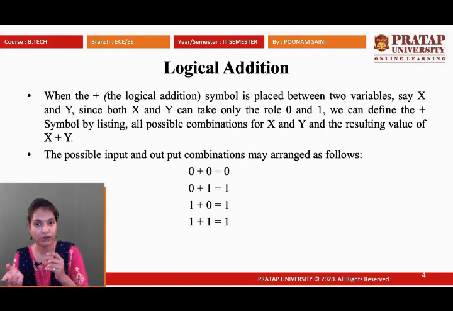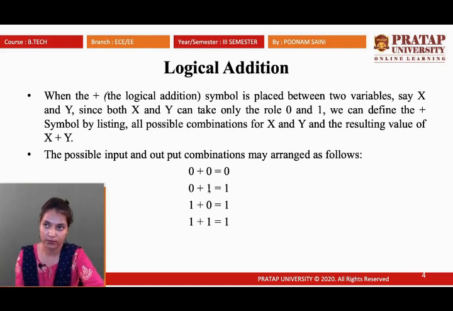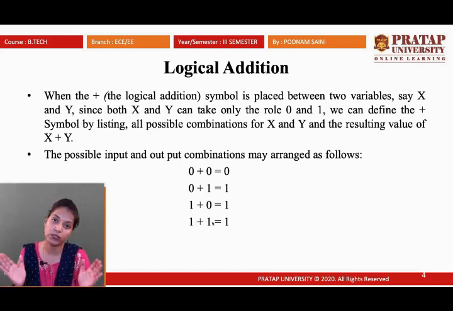Next, 0 plus 1. One condition is 0, so one switch is open and one is closed. In the closed switch, the current is going to flow, so the output should be 1. Similarly, 1 plus 0: one is a closed switch, so the output will be 1. In 1 plus 1, both the inputs are closed switches. When both the inputs are high, the output should be high. So 1 plus 1 gives the high output, 1, and the low output is 0.